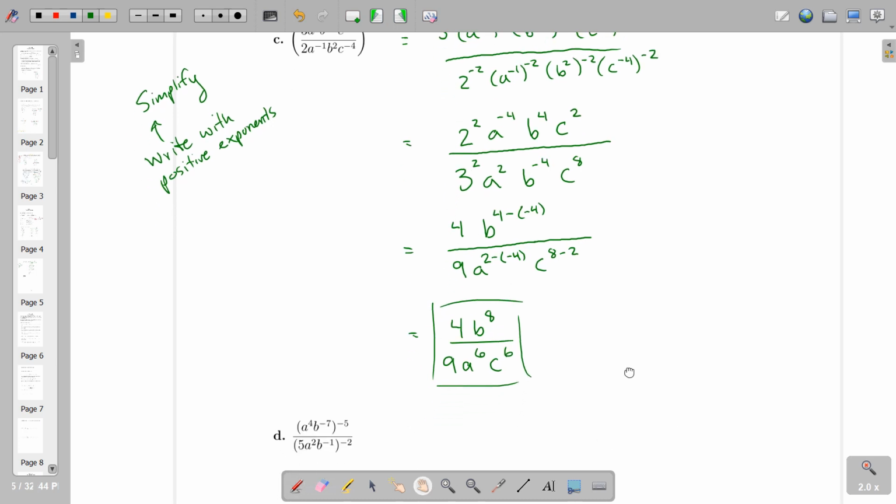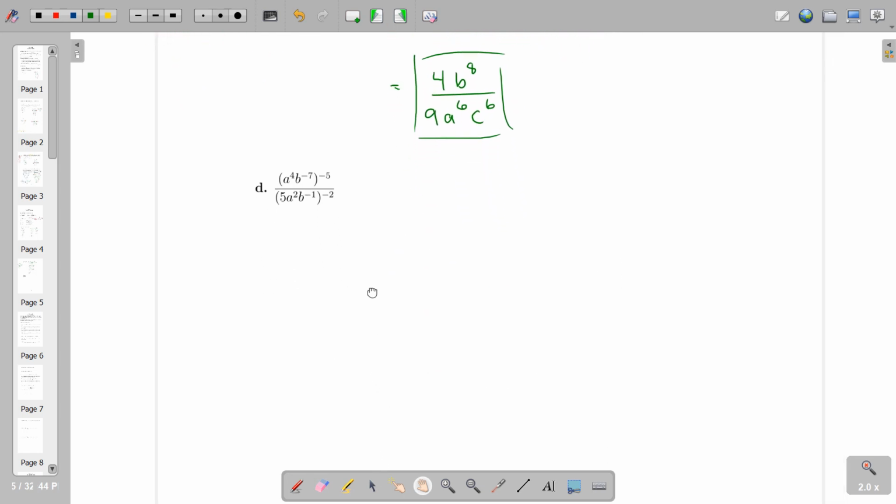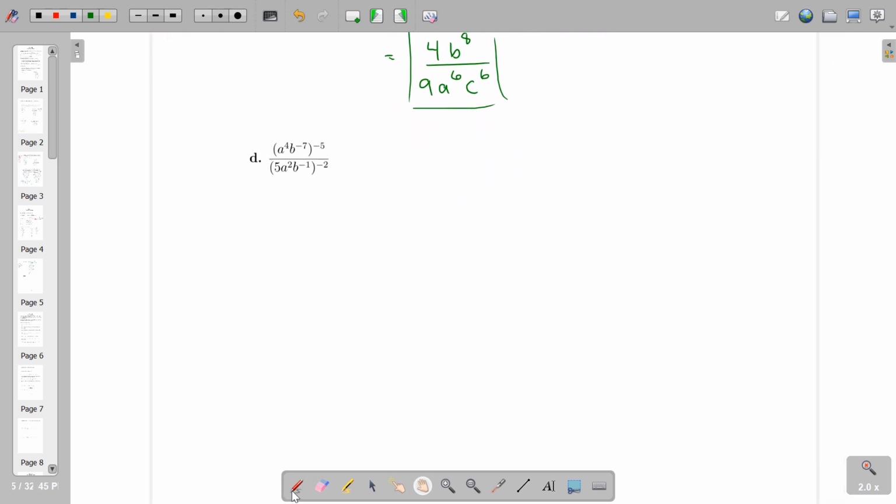All right. Just one more example. This would probably be a good one for you to just pause the video, try it yourself first, see how you're doing with these. But assuming you've done that already. Kind of a similar situation to our last one. I want to take everything raised to the negative 5.